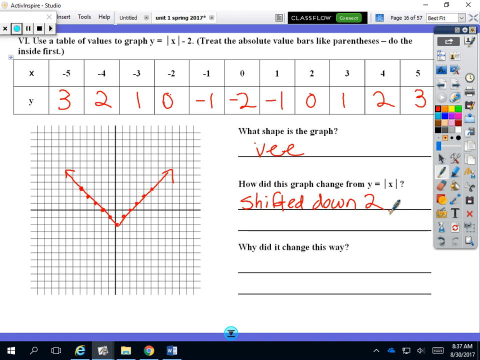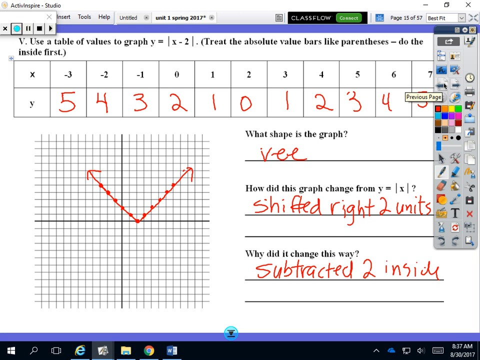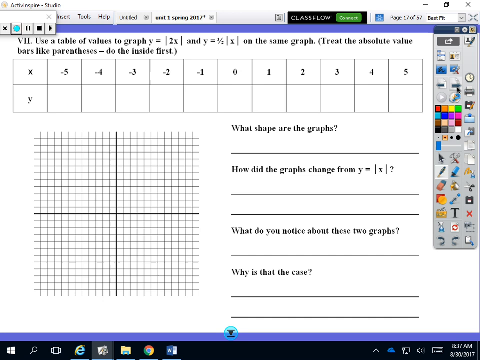Okay, why did it change this way? Well, we're subtracting, but it went down. We subtracted 2 outside, and it went down. That makes sense. Up is positive, down is negative. But the other ones, the left-right shifts, are opposite of what you would think. I'm going to have to keep track of that in my brain.